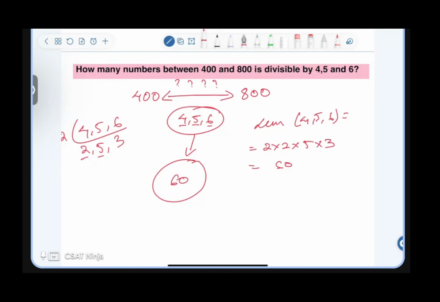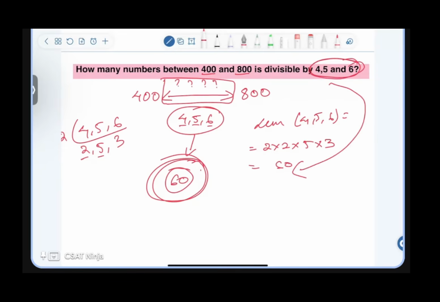So we need to find how many numbers between 400 and 800 are divisible by 60. The question was, how many numbers between 400 and 800 are divisible by 4, 5, and 6? Now I've reduced this question to how many numbers between 400 and 800 are divisible by 60, because the number that is divisible by 4, 5, and 6 is nothing but 60, the LCM. Then how do we check? It's a simple thing.